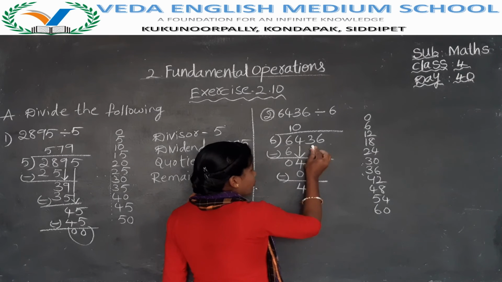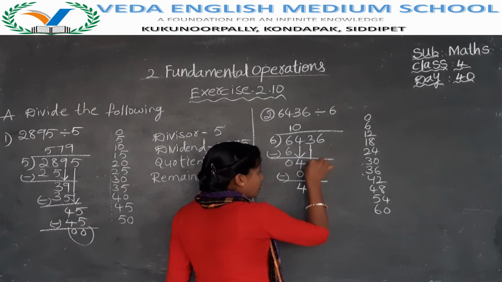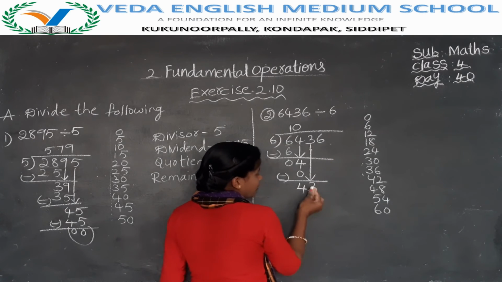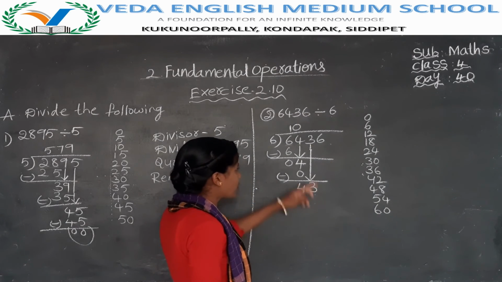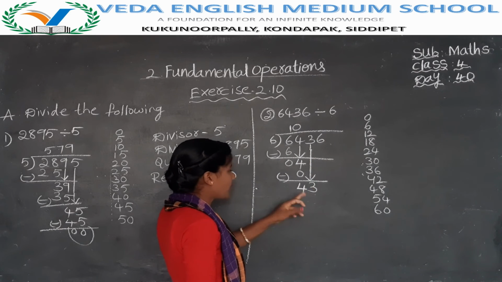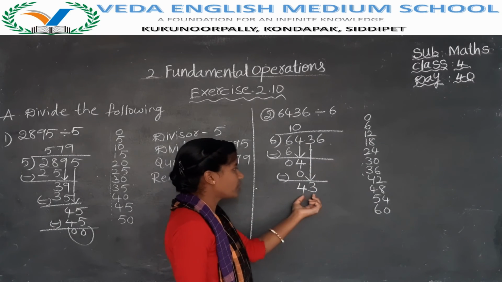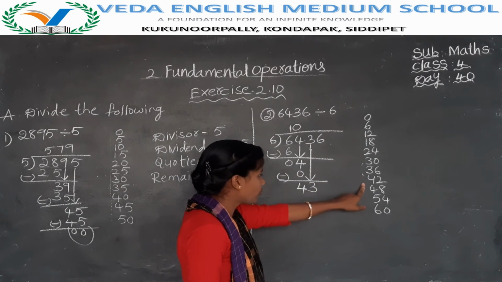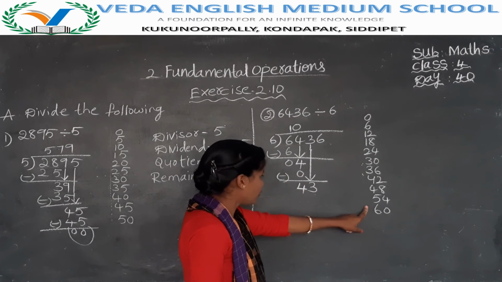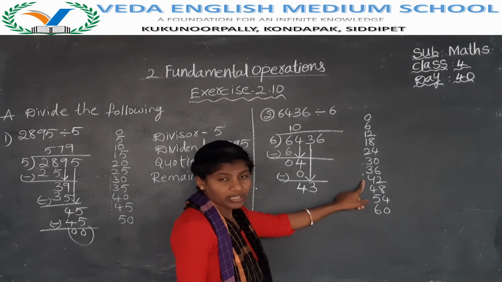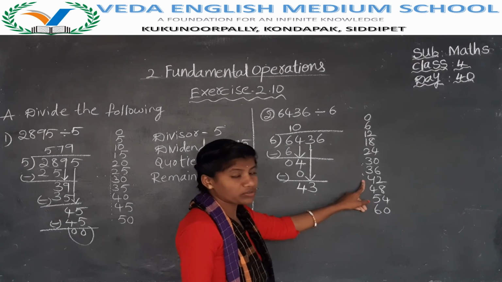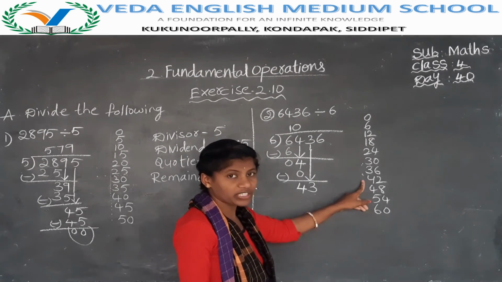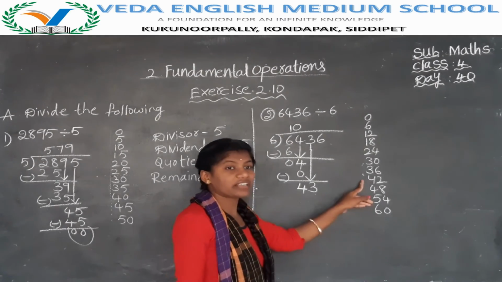Now after 4, what is the next number? 3. Now bring down that 3. Now it becomes 43. Now see here, is there 43 in the 6 table? No. Here we need 43, but here we don't have 43. So we have to choose the number smaller than 43 and nearest to 43.